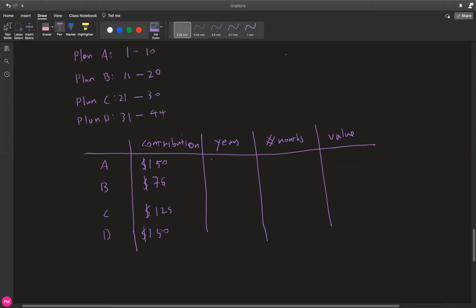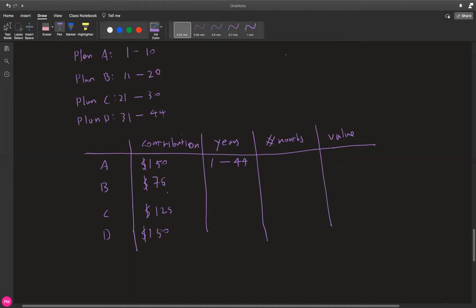the years would be, this is from 1 to 44. I know the plan here, I said it's 1 to 10, but for the sake of the problem, I'm going to say that you're making the $150 of contribution from 1 to 44. So the first year to 44th year.